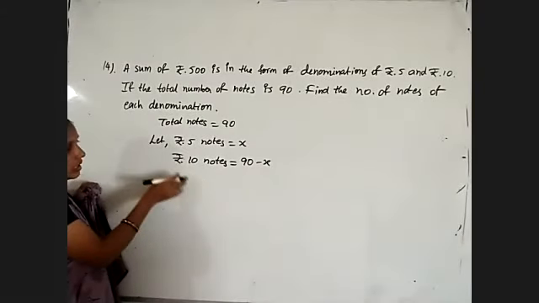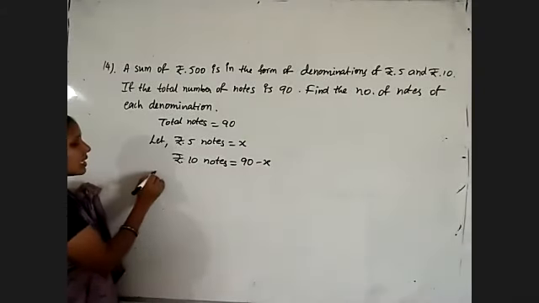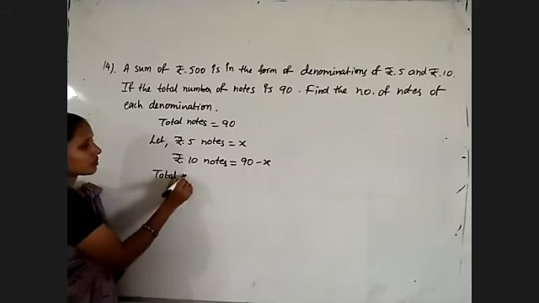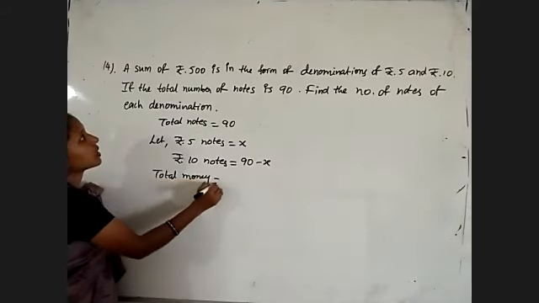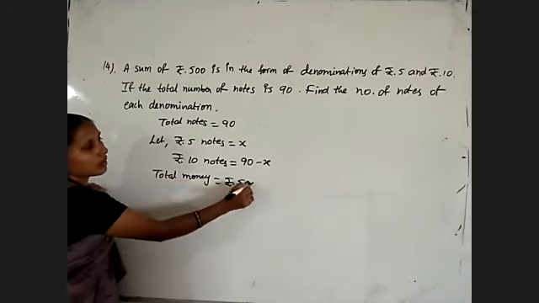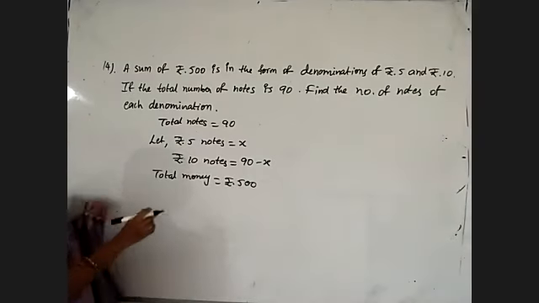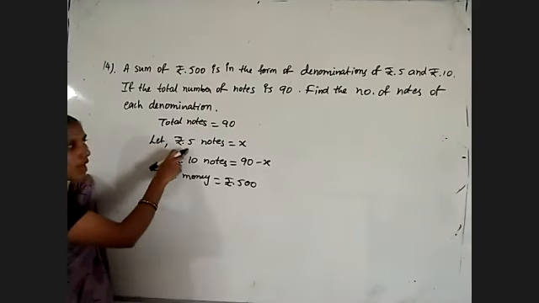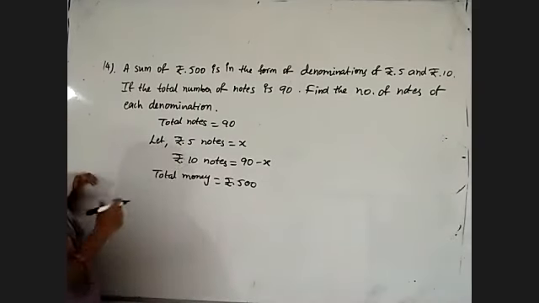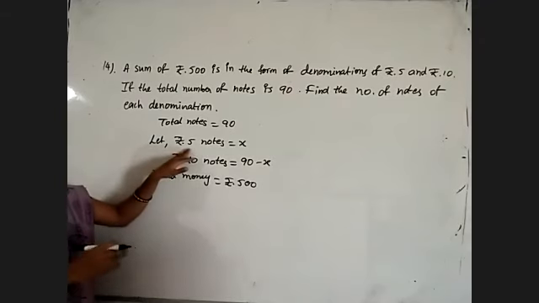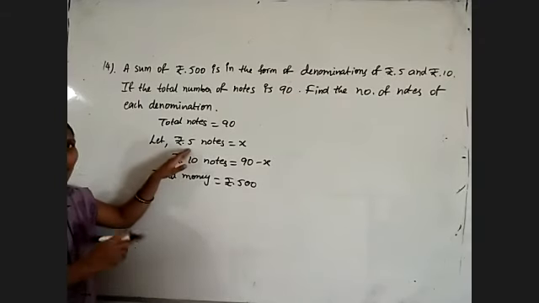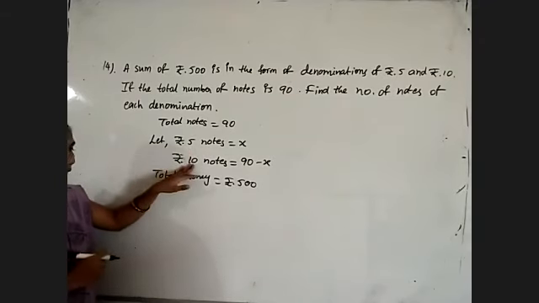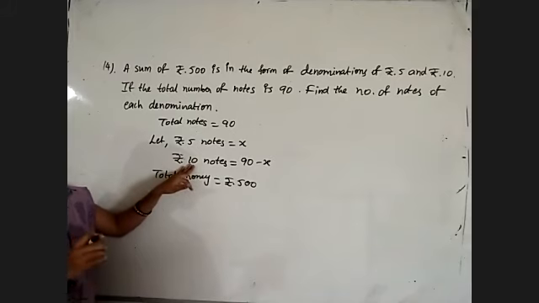Then the total money is equal to how much is given? 500 rupees. Total money is 500 rupees. Now, it is in the form of 5 rupees as well as 10 rupees. If I have four 5 rupee notes, then how much amount do I have? 5 4s are 20 rupees. If I have five 10 rupee notes, then how much amount do I have? 5 into 10, 50 rupees.